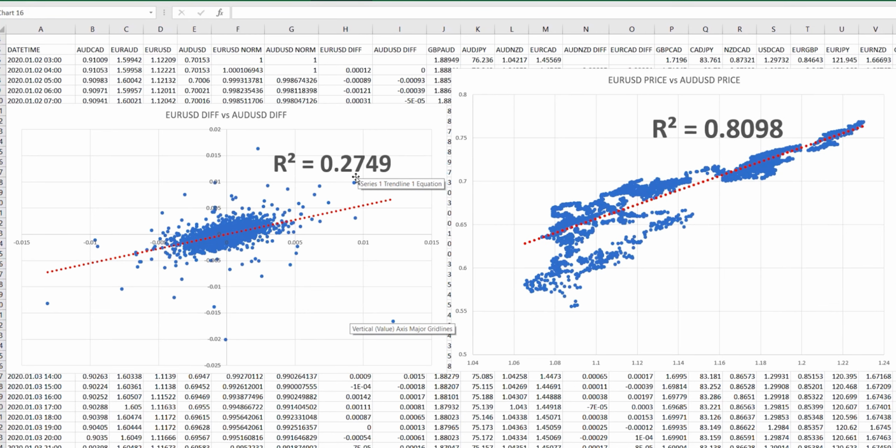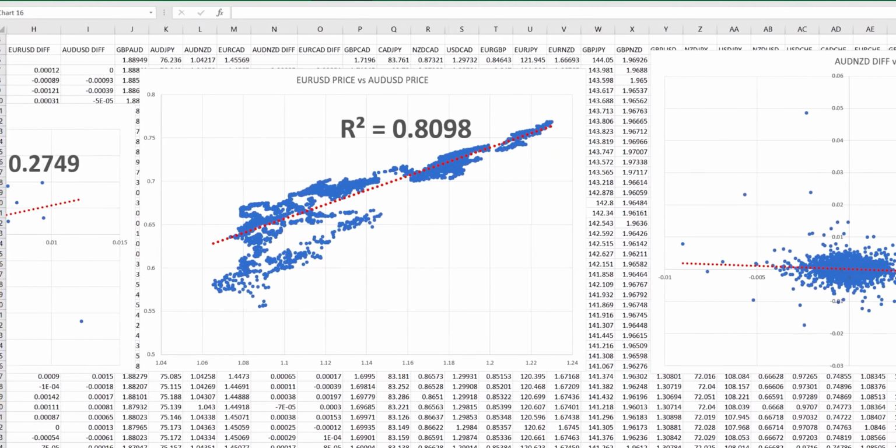So remembering that we got a value of 0.27 here, let's now take a look at the correlation between a number of other assets using this same technique.